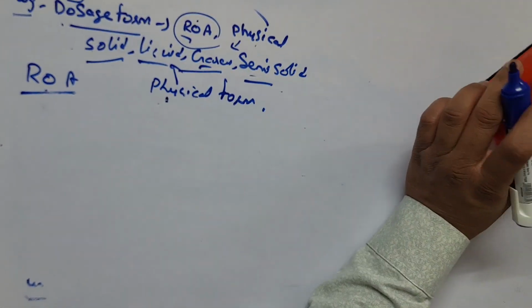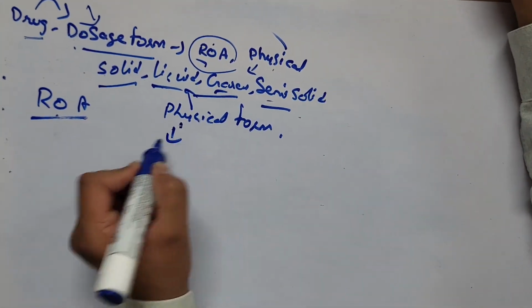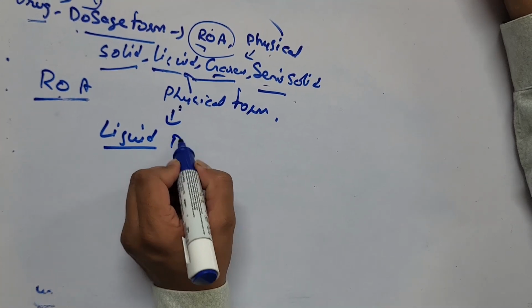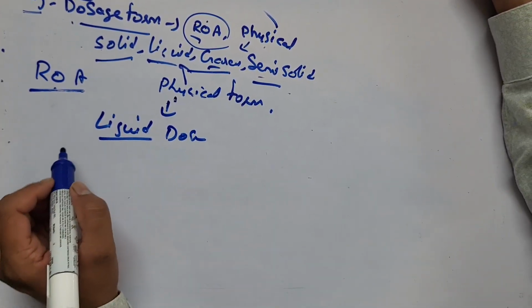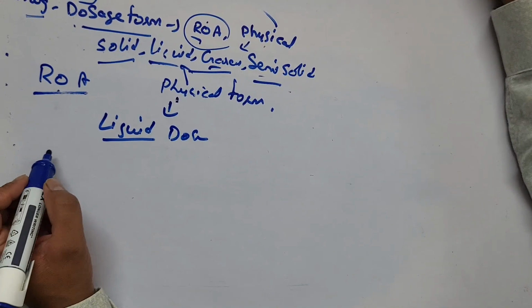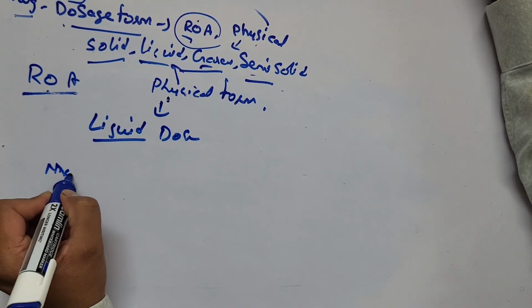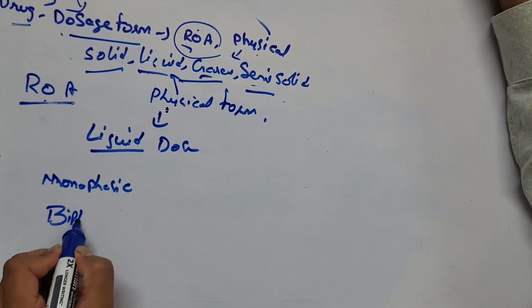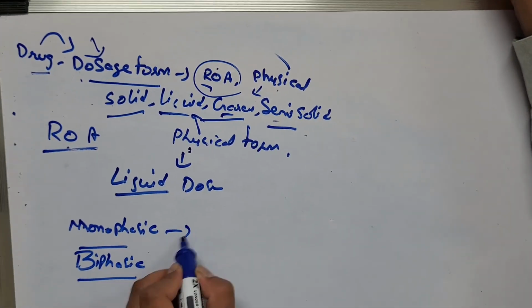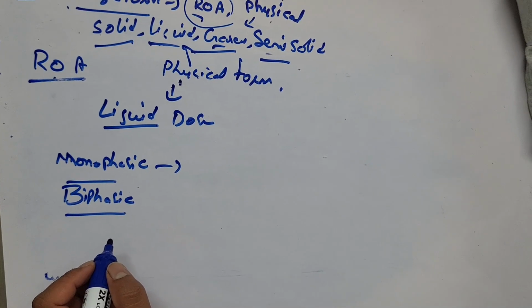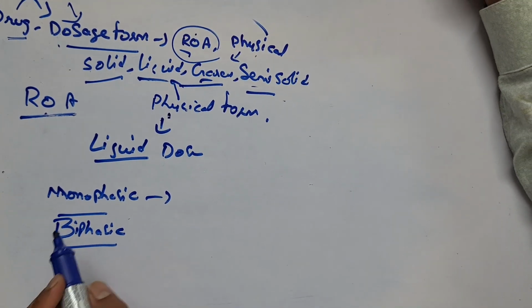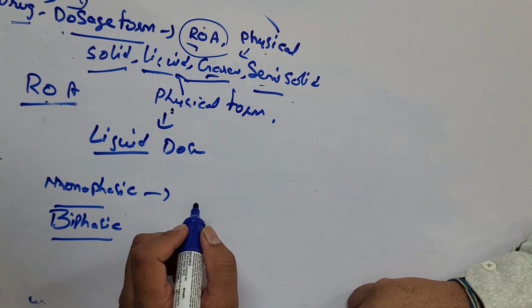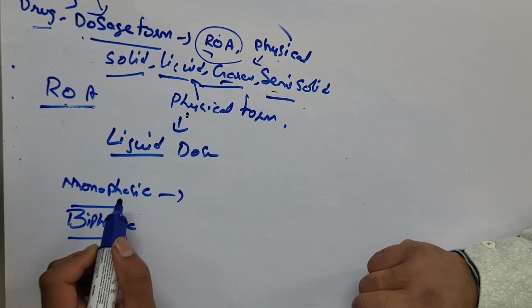There is another physical form. That is what? Next physical form is liquid dosage forms. Liquid dosage forms are mainly of two types: monophasic and biphasic. What is mono? A single phase. It can be soluble in the liquids, the solute dissolving in the solvent. Monophasic is nothing but single phase.